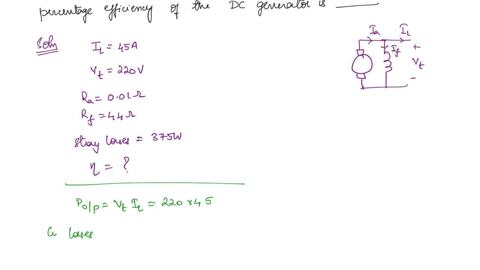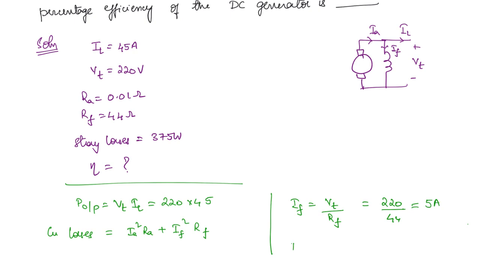Then losses, the copper losses is given by IA square into RA plus IF square into RF. RA and RF we know, IA and IF we have to find out. So what is IF here? IF is easier to find out, terminal voltage divided by RF. So this is going to be 220 divided by 44. This will come out to be 5 amperes. And from here you can find out the armature current. This is going to be IF plus IL. So 45 plus 5 is 50 amperes.